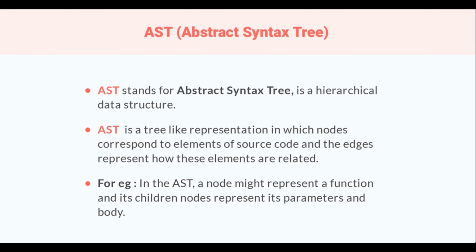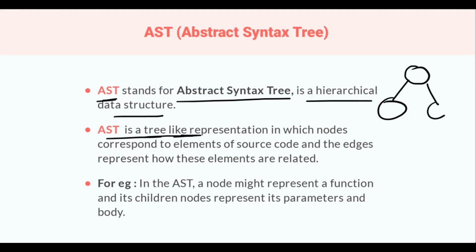So now let's discuss what is AST. I already told you AST is abstract syntax tree, a hierarchical data structure. AST is a tree-like representation like this. So definitely there will be nodes and edges like this. These are children nodes, right? So AST is a tree-like data structure representation in which nodes and edges definitely there will be.